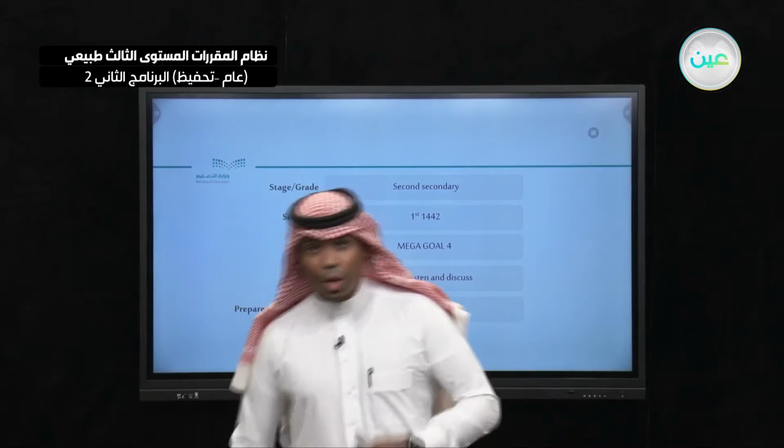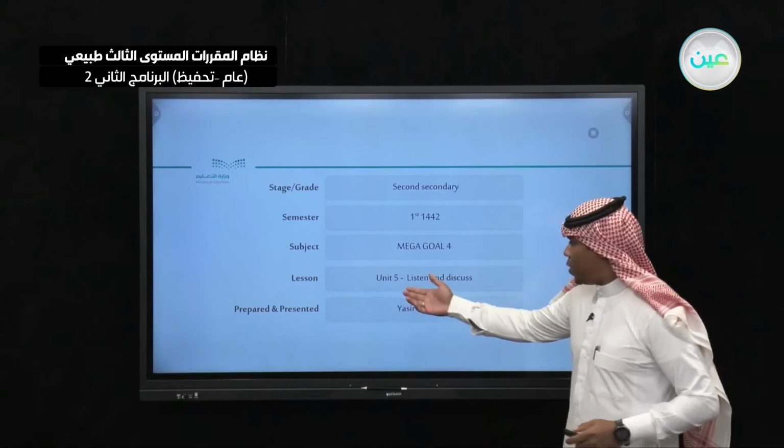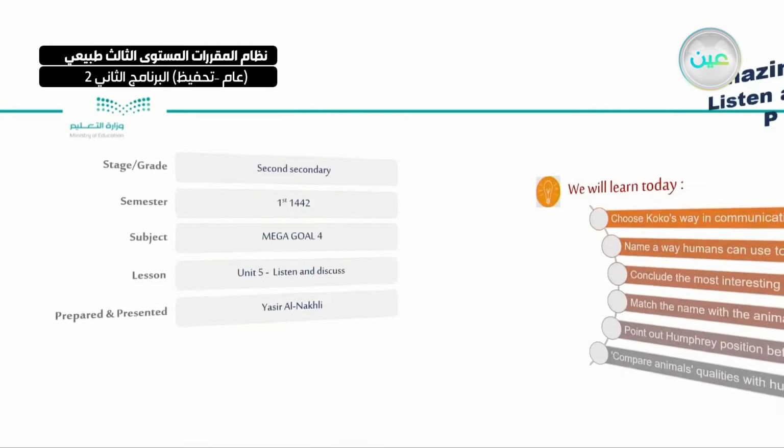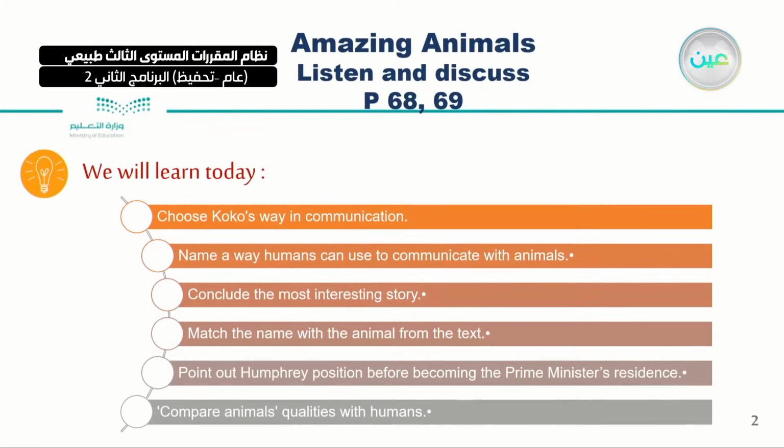Today's lesson is going to be about Unit 5, Listen and Discuss. This is the beginning of a new unit, which is going to be about amazing animals, on pages 68 and 69. Let's see the objectives of today's lesson.